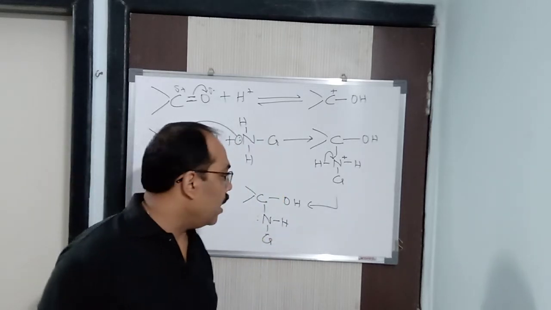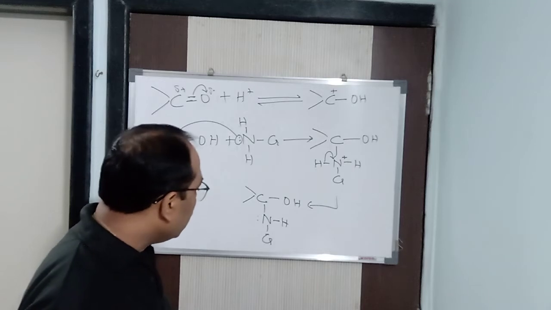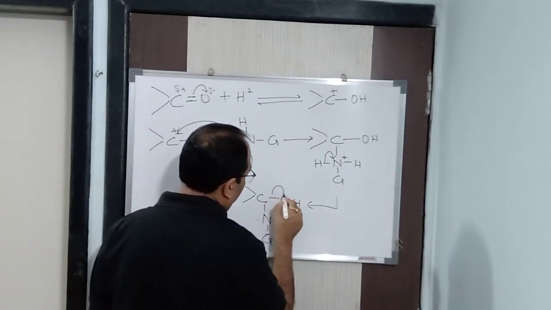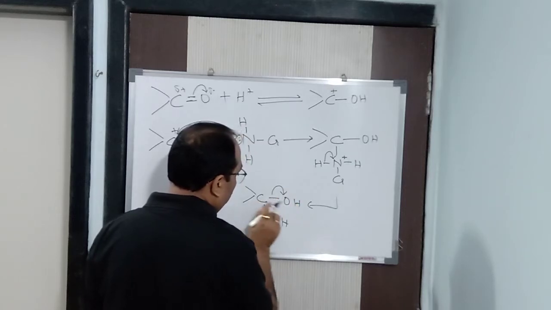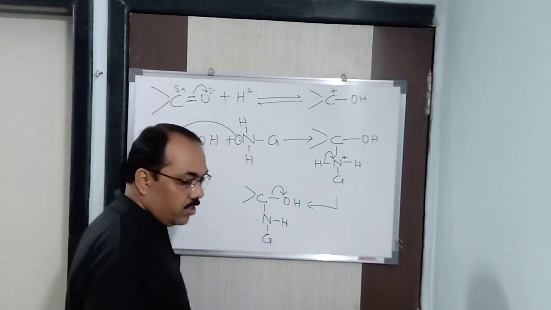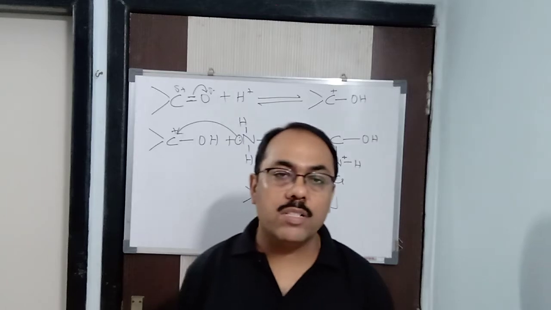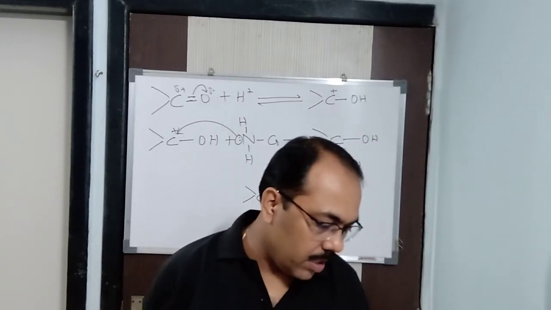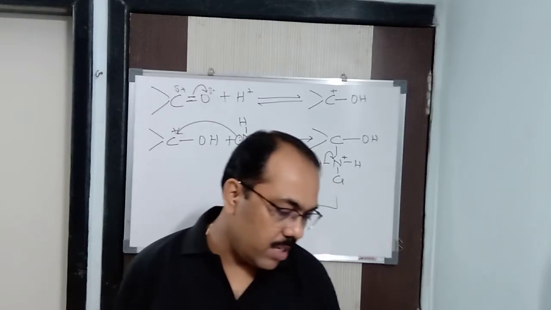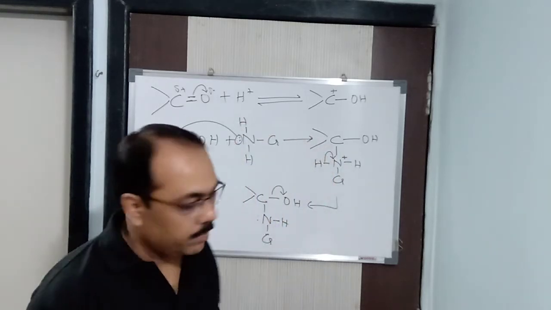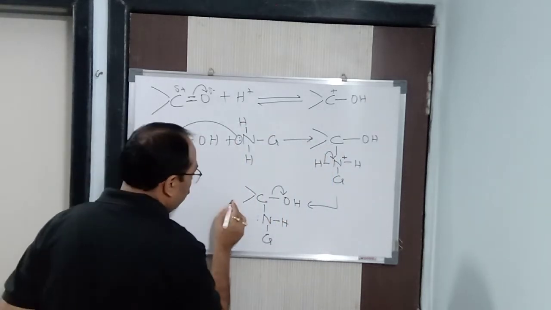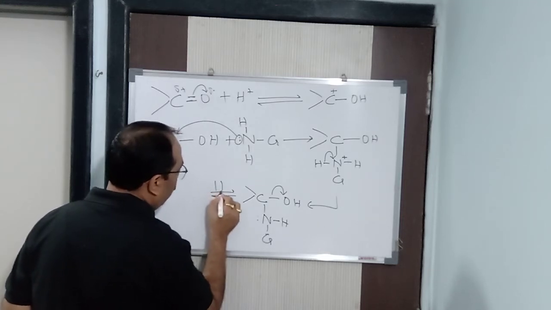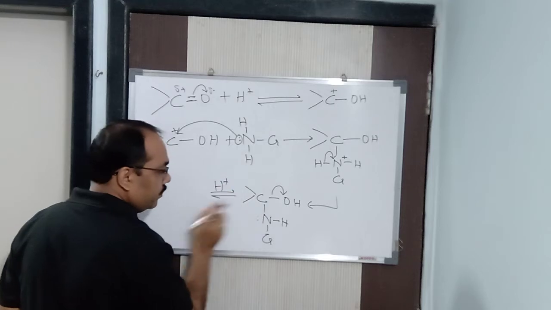Now what is going to happen here? This particular group is going to withdraw electrons from the carbon atom. Why? Because carbon is less electronegative than that particular group. So hence it is going to withdraw electrons from the carbon atom. Done? So as it is going to withdraw electrons, one more H plus ion will be added here to this group.